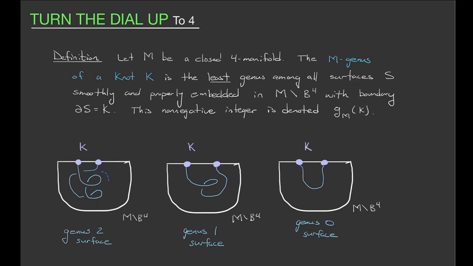So you're looking at all the different surfaces bounded by the knot that are in this manifold, M. The puncture just allows us to put the knot in the manifold. You look at all the surfaces bounded by the knot and you find what is the least genus that you can find among all of them.